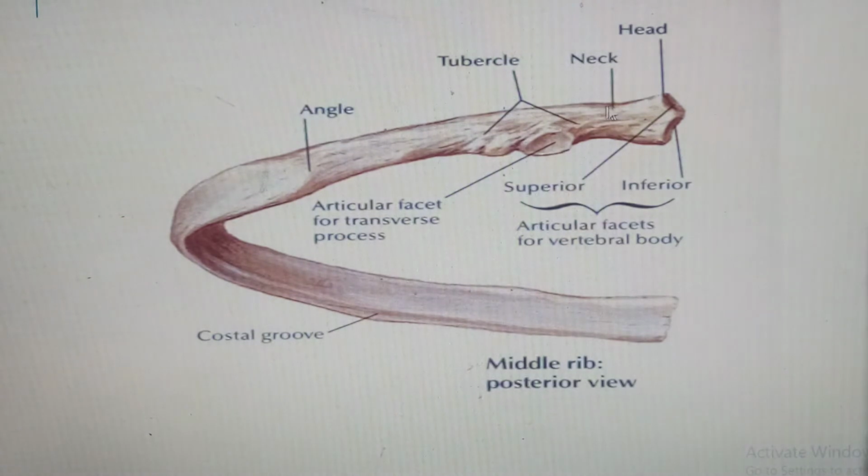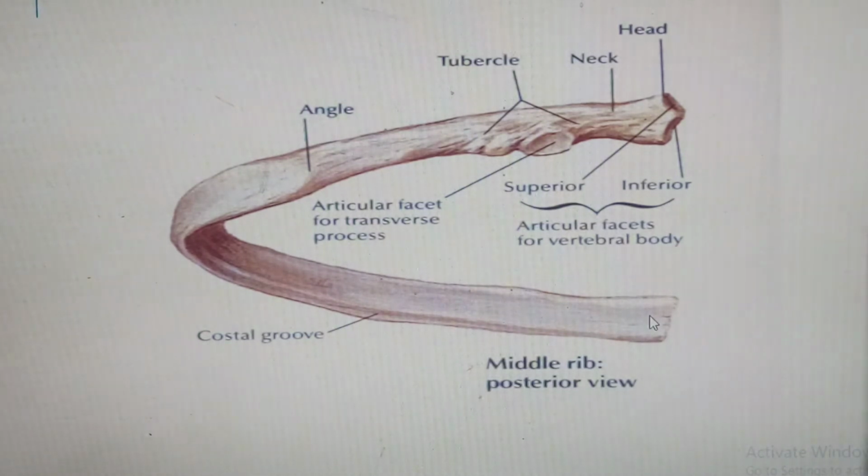Then from the head we will bear the neck. Moving away from the neck, we have the tubercle. We have the non-articular part and then the articular part. This articular part is for articulation with the articular facet that we find on the transverse process of the typical thoracic vertebra. And then from there, the rib takes a curve, sharply turns, and gives us the angle, and then gets all the way to the anterior aspect.